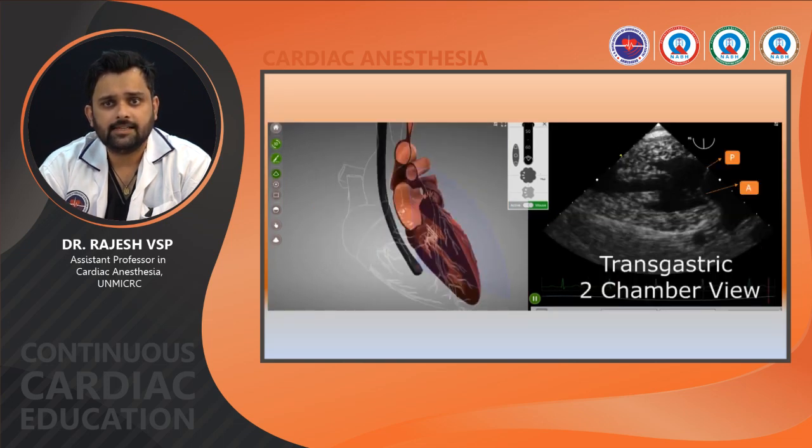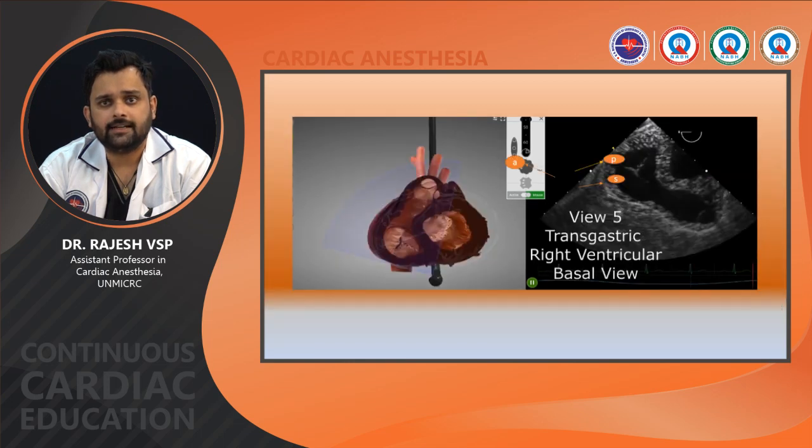And this is the transgastric 2-chamber view, where we can see the posterior and anterior leaflets. And this is the transgastric right ventricular basal view, where we can see all 3 leaflets: posterior, septal and anterior leaflets.